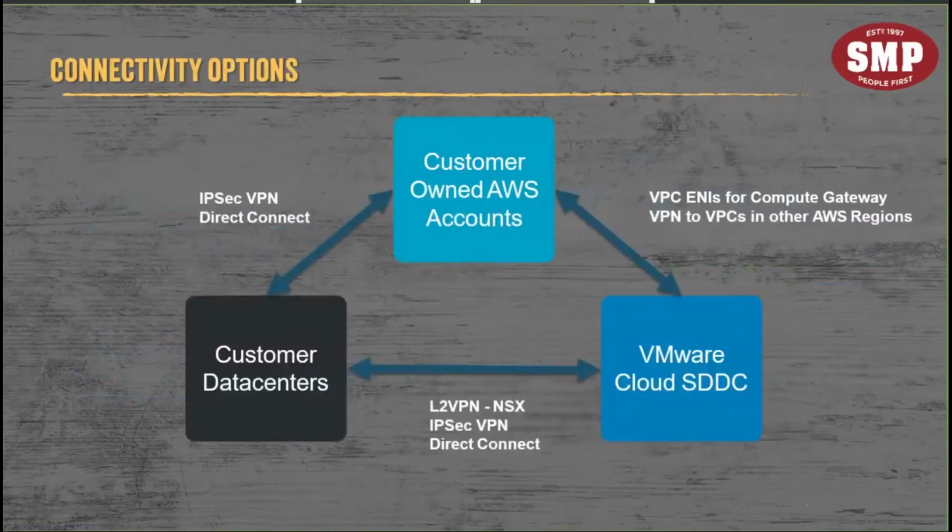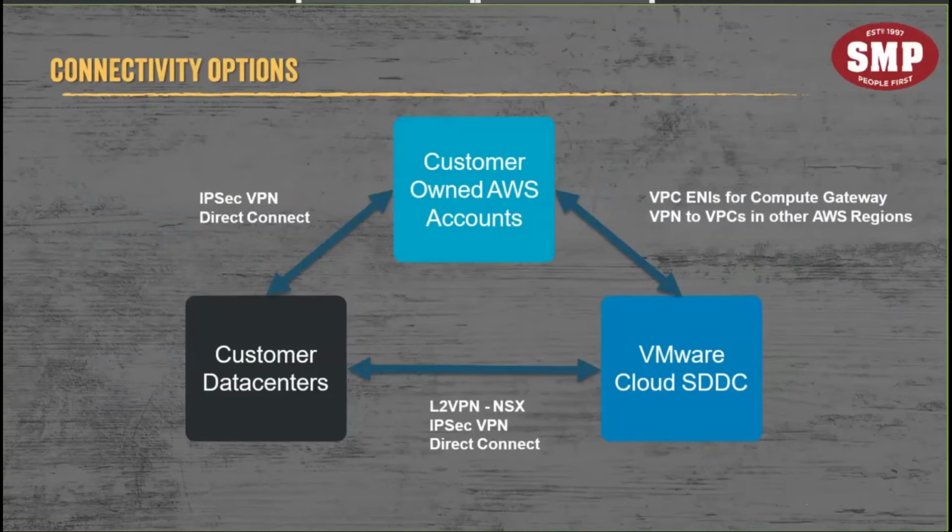So what are some of the options? As you can see here, depending upon where you are and where you want to be, the bottom left is the customer data center, so that's your on-premise location. The top is your AWS account. And then the bottom right is the VMware VMC on AWS SDDC account.